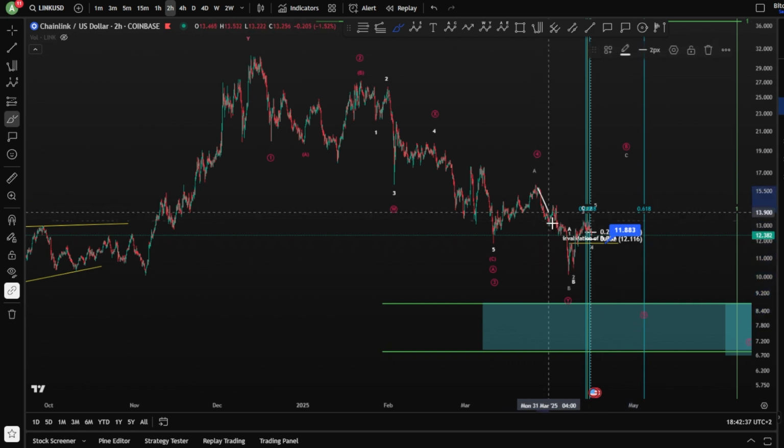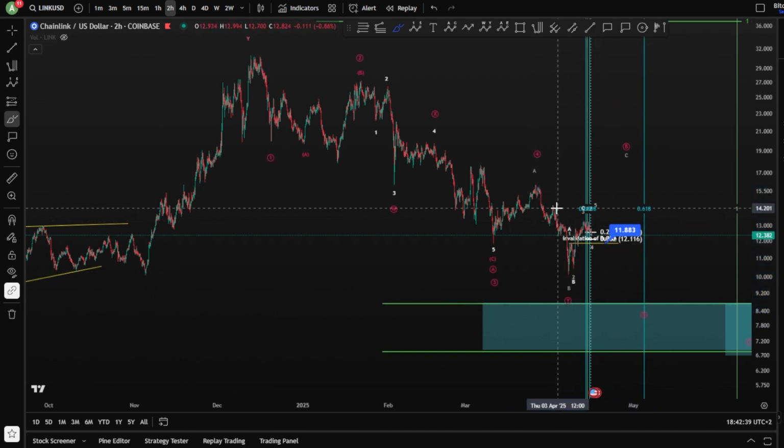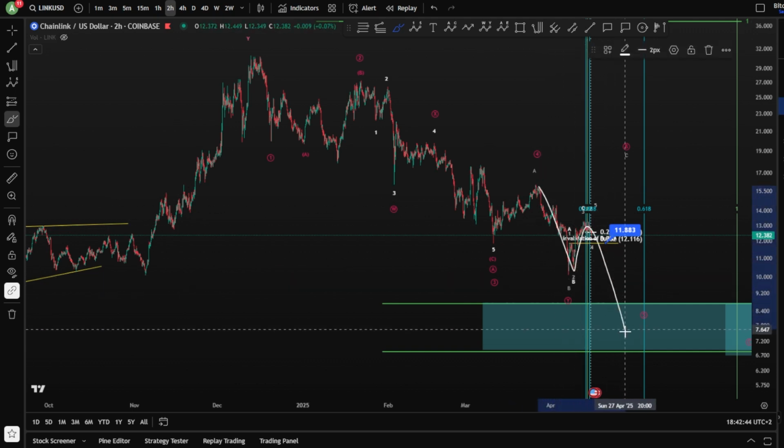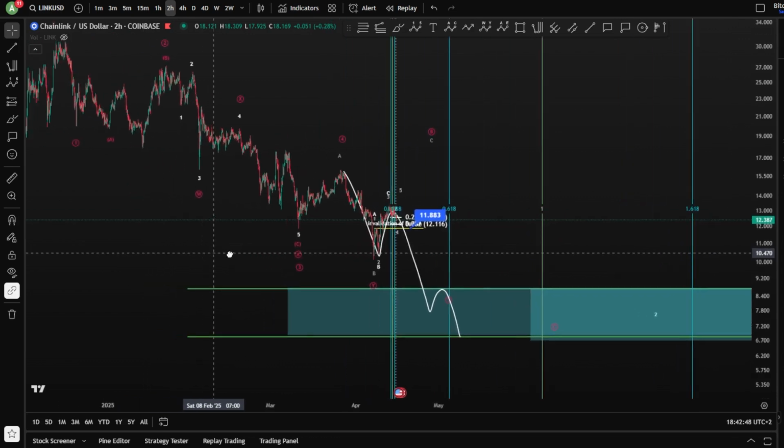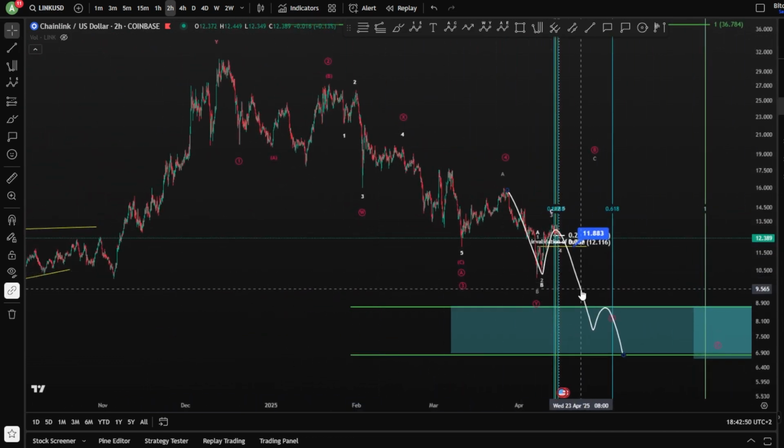It can be, of course, an ending diagonal. However, an ending diagonal with an impulse is not nice. Higher potential that you might get an impulse, meaning, of course, lower prices. Yeah, we might reach the blue zone as expected.